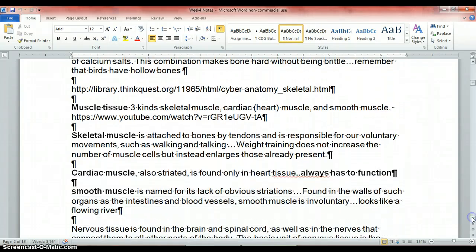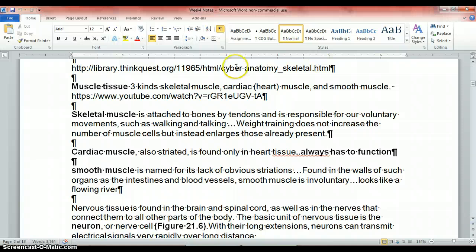Let's look at muscle tissue. Muscle tissue has 3 kinds. There's skeletal muscle, cardiac or heart muscle, and smooth muscle. There's a great link to help you with this. Skeletal muscle is attached to bones by tendons and is responsible for voluntary movements such as walking and talking. Weight training does not increase the number of muscle cells, but instead enlarges those that are already present.